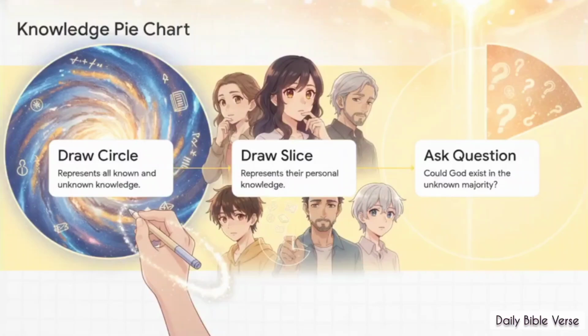The source points out that even the most confident person will claim to know less than half. Finally, step 3, the catch. You ask, since you only know this small percentage, could God exist in the massive majority of the pie you don't know about? According to the seminar, conceding that they don't know everything theoretically shifts their position from strict atheism to agnosticism.